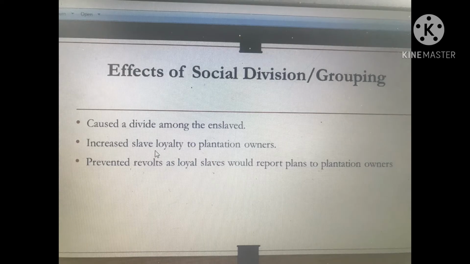The effects of social division or grouping are as follows. 1. It caused division among the slaves. 2. It increased loyalty to the plantation owners. And 3. It prevented revolt, as loyal slaves would not only decide not to participate in slave rebellions, but they would report plans to plantation owners of any uprising, rebellion, or running away that they would hear.